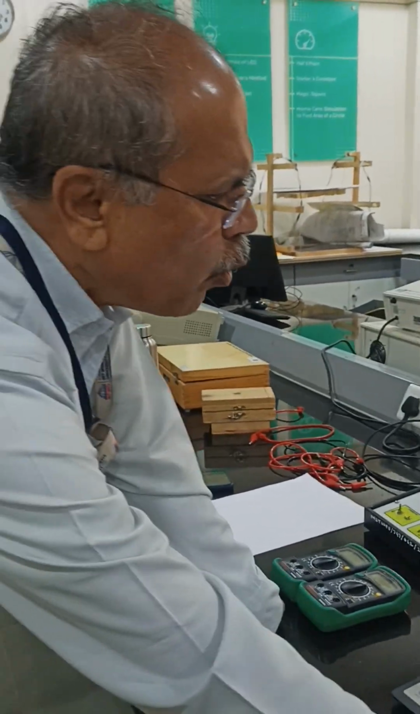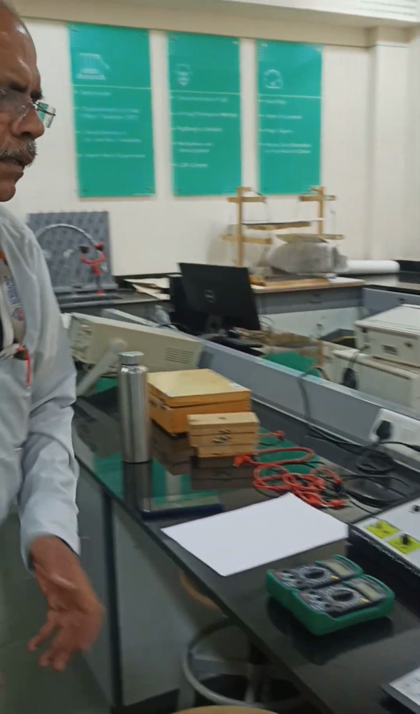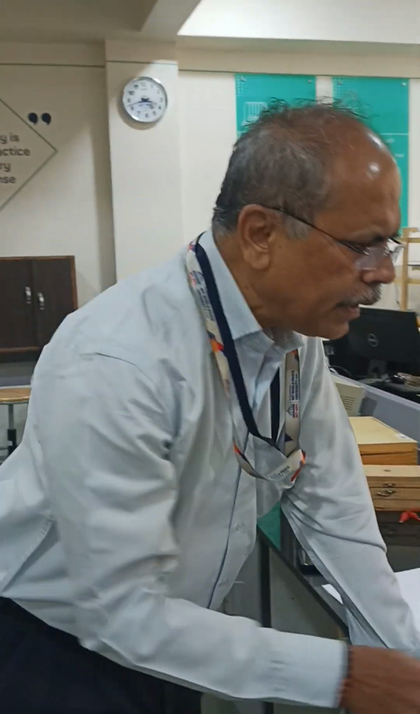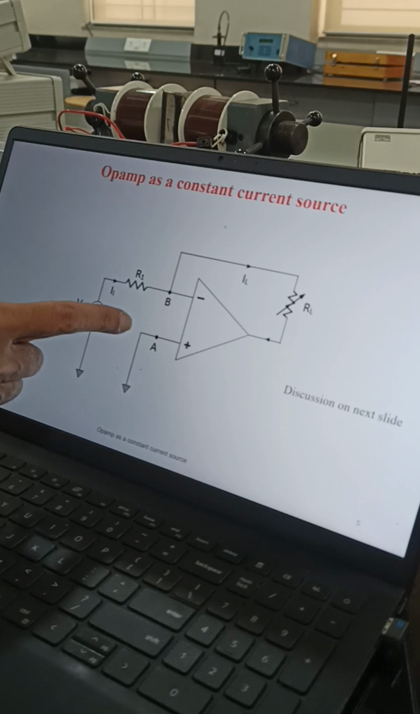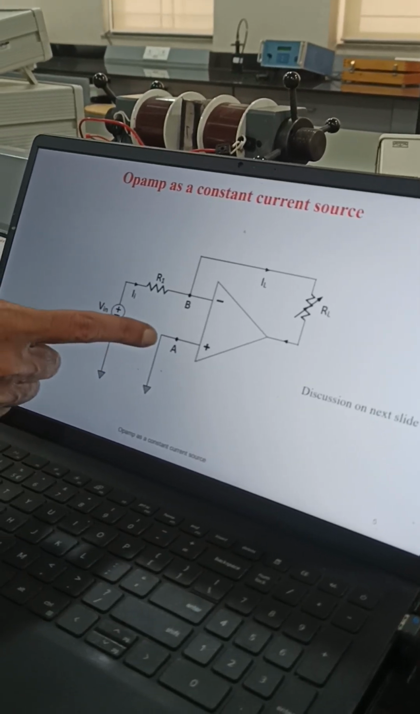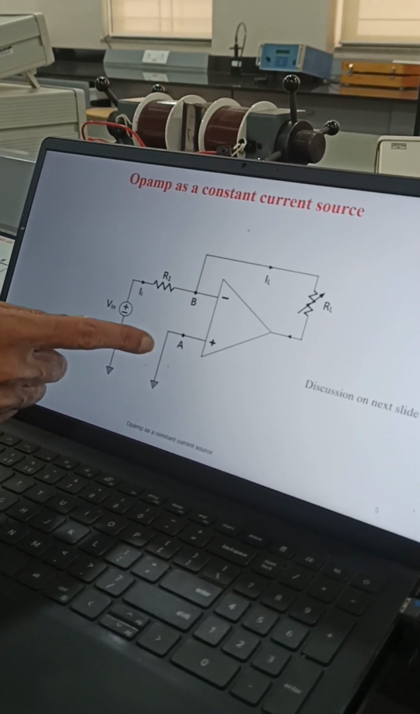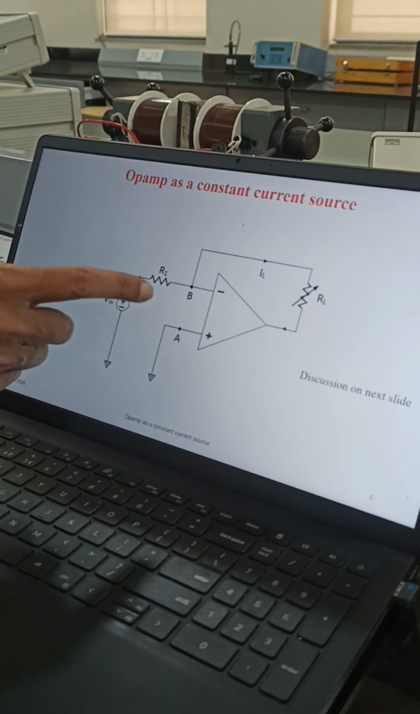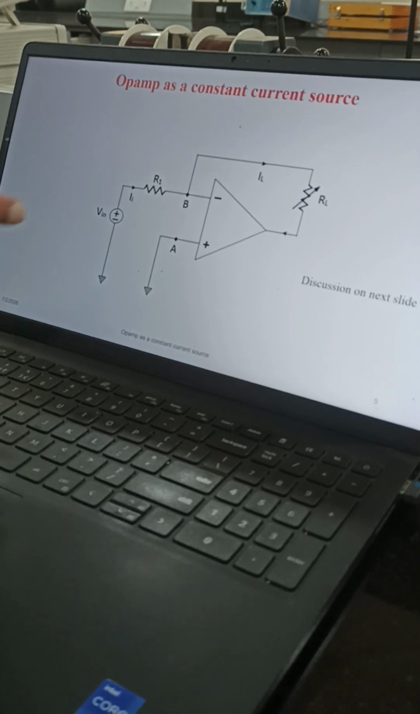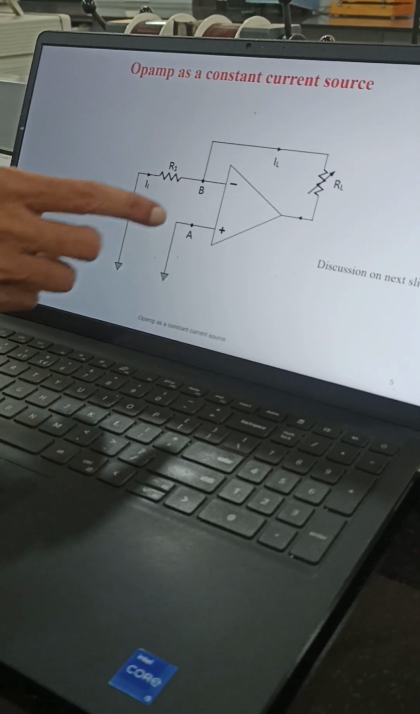Now let me explain how the OpAmp can be used as an amplifier. The things are very simple. You can observe this circuit now. You can see that the positive terminal is connected to ground, and therefore the potential at A is 0. Now one golden rule of the OpAmp says that the potential at A and B has to be the same, and therefore the potential at B is also 0.